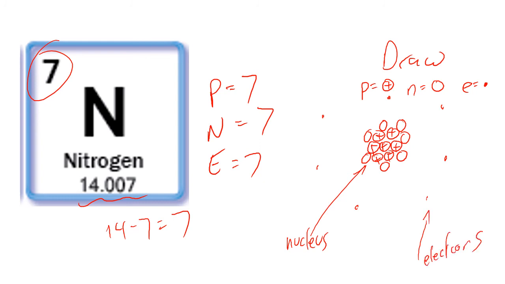Very good. You should have 7. Now, it's okay if you didn't draw your atom to actual size or to scale, because that would be very difficult to do.